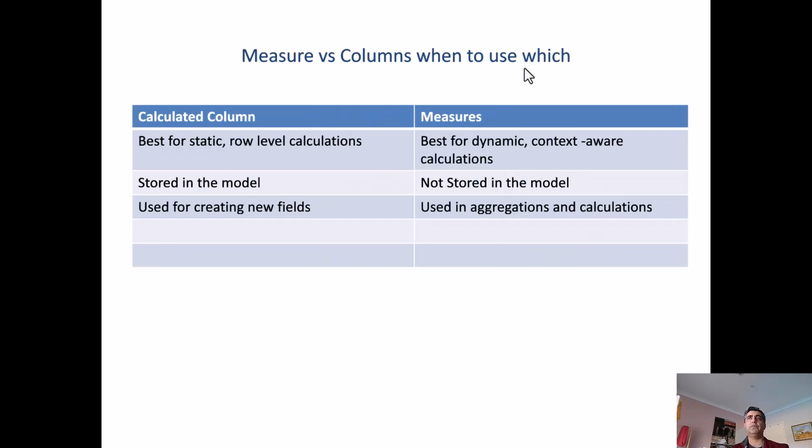And then, when to use which. Calculated columns are best for static, row level calculations, and measures are best for dynamic, context-aware calculations. Calculated columns are stored in the data model. Measures are not stored in the data model, and are used for creating new fields. Measures are used in aggregations and calculations. So that's pretty much it.